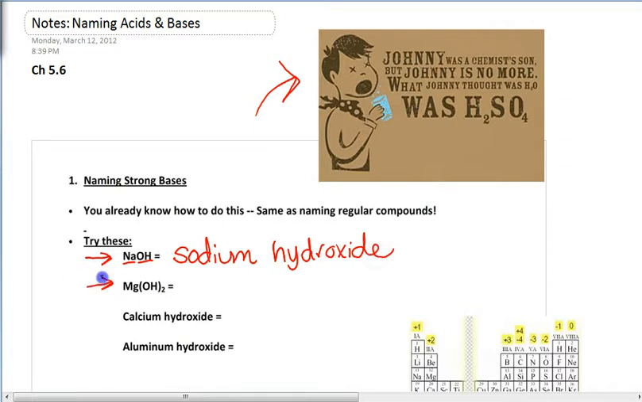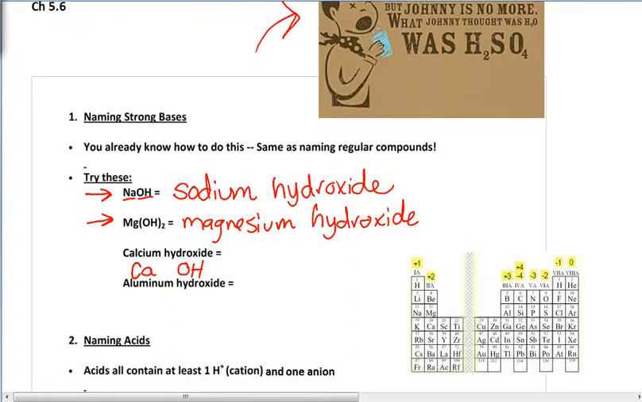Okay, how about Mg(OH)2? Well, that would be magnesium hydroxide. Not too bad, right? Where it gets a tiny bit trickier is with the name going to the formula. If I give you calcium hydroxide, you know that there's a calcium in there and that there's a hydroxide in there. But many of you have been forgetting to crisscross your charges. This is where it comes into play.